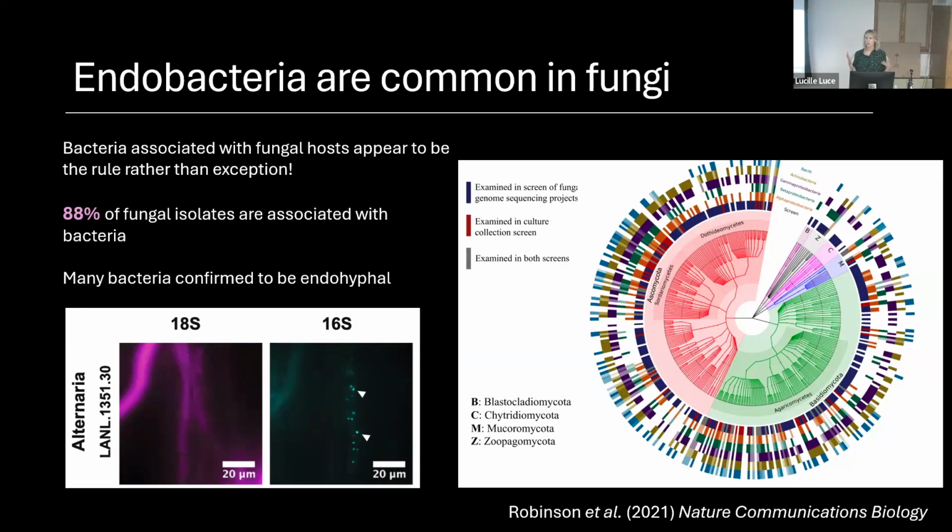And these fungal isolates were spread across all the major fungal phyla, including the Ascomycota, the Basidiomycota, but also the lower divergent fungal phyla, the Zoopagomycota, Mucoromycota, Chytridiomycota, and Blastocladiomycota. This study also did some microscopy confirmation to show that these bacteria were in fact endohyphal, at least in the ones that they looked at. So basically, it appears that bacteria associated with fungi are the rule rather than the exception.